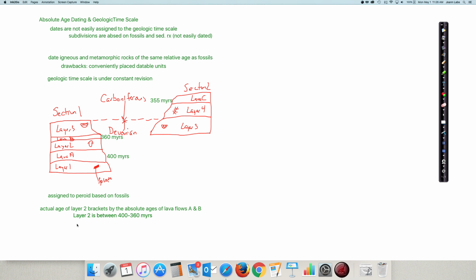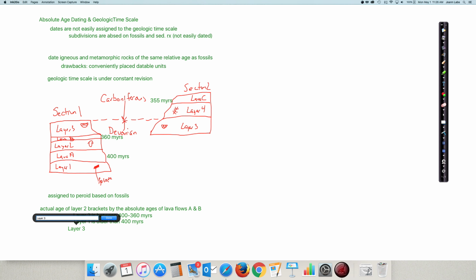I also know that layer 1 is older than 400 million years because it's below it. I'm using the principle of superposition: layer 1 is older than the lava flow, otherwise it would not have been deposited there. So I know that layer 1 is older than 400 million years. How much older? We don't know. We can't say anything more about it. We can't bracket it because it doesn't have another lava flow.